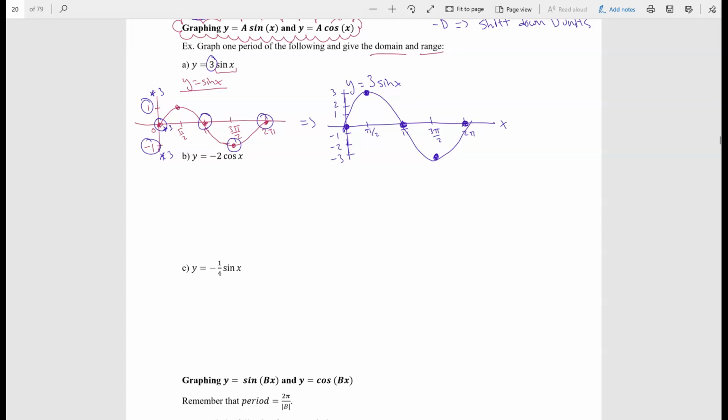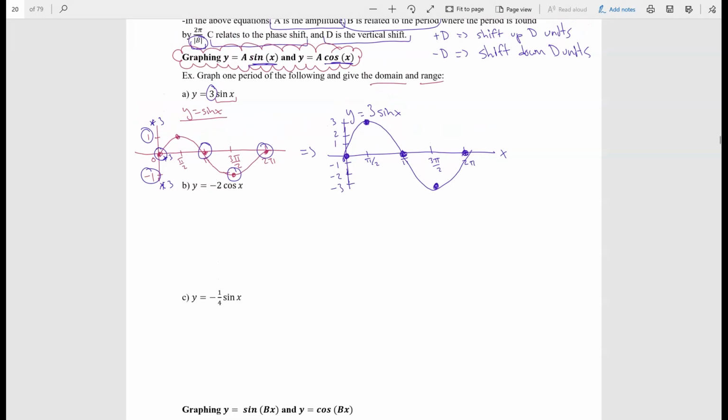Now, what will be the domain? Remember, the domain is all x values. We've only graphed one period, so we know that there are more values that exist. The good thing about these is that the domain of sine and cosine is always going to be all real numbers, so always from negative infinity to positive infinity. So the domain here is going to be from negative infinity to positive infinity.